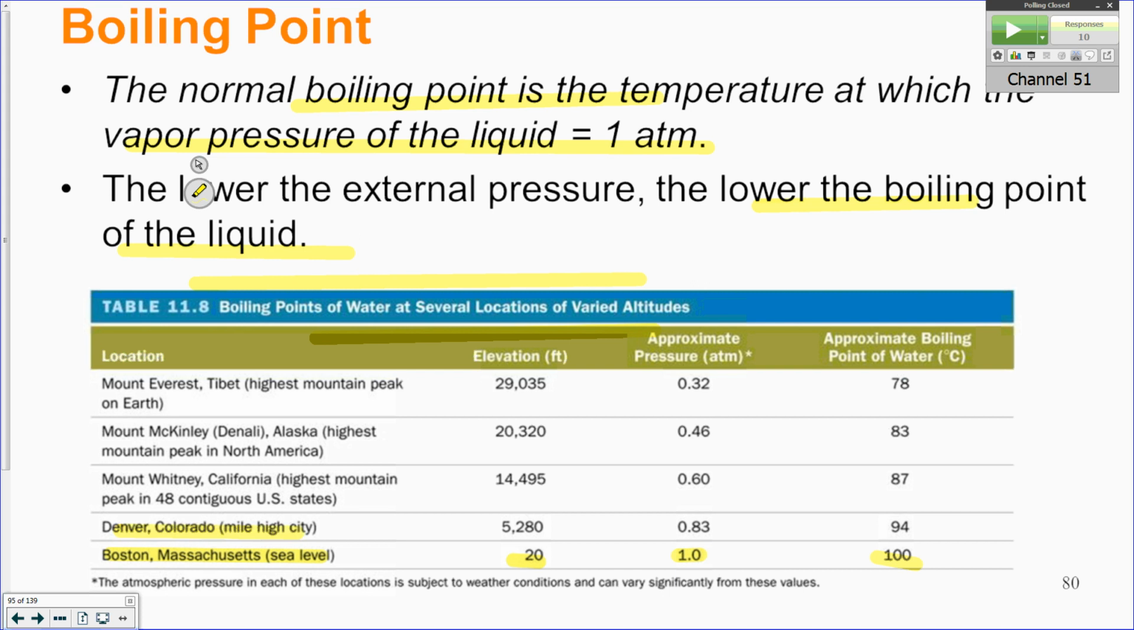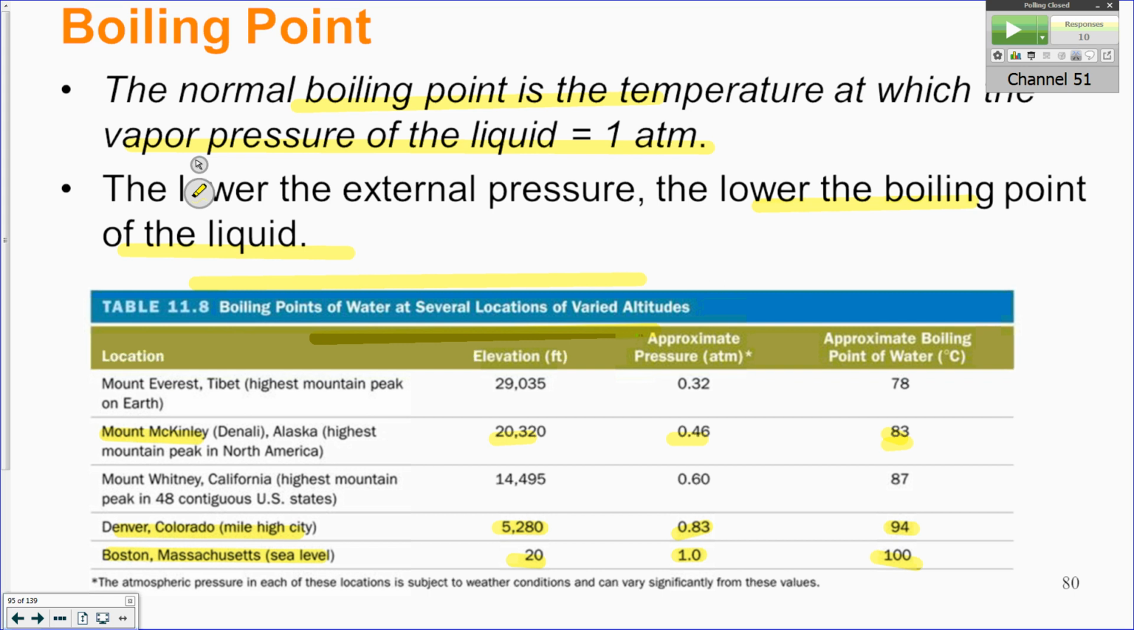If you go to Denver, Mile High City, at 5,280 feet, the atmospheric pressure, as the air gets thinner the higher up you go, drops 17%, so it's 0.83 atmospheres. The boiling point of water decreases to 94 degrees. That means you need to cook your pasta 2 more minutes. If you go up to Mount McKinley, at 20,000 feet, the atmospheric pressure is cut in half. The boiling point of water drops to 83. You're probably going to need to cook your pasta 3 times as long.